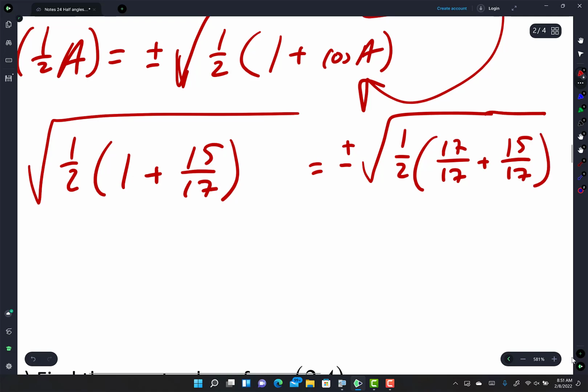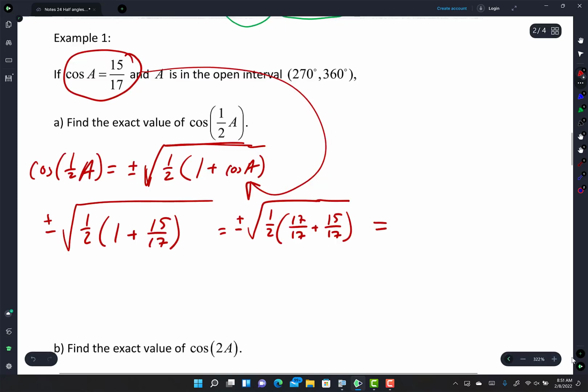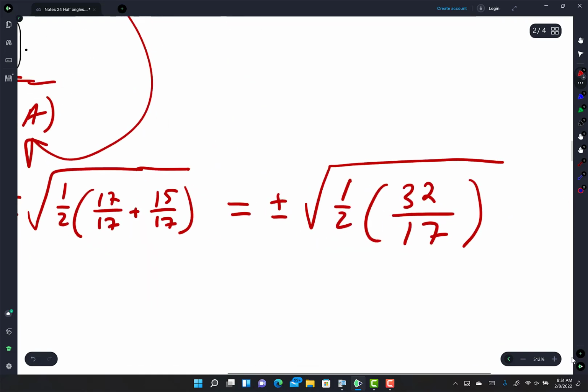Have I lost anyone? All right. Do I still got room over here? Yeah, I still got room. Equals plus minus square root, and I still have that 1/2 like that. 15 plus 17. 15 is 30 plus another 2 is 32. I always have to break it down. And then the denominator is 17. When you add, you keep the same denominators. So here's what I have right now. And then I see a 2 in the bottom, the half there, and I see a 32 on the top. And I know that 2 goes into 32 how many times? 16.